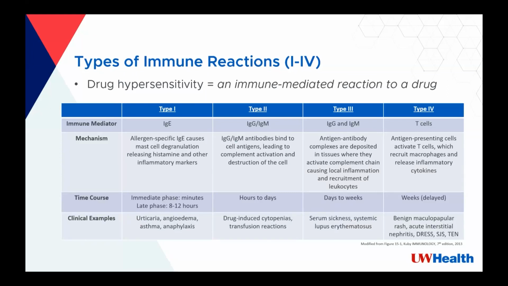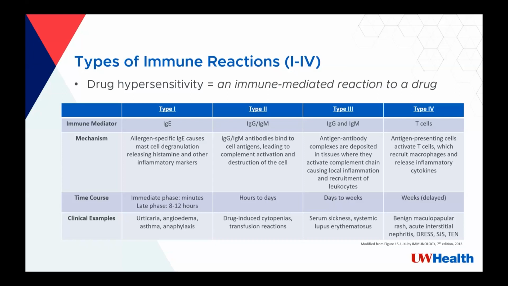So we have type 1, which is IgE mediated. IgE causes mast cell degranulation, which releases histamine and other inflammatory markers. These can have a rapid onset occurring in minutes, but can also appear more late phase and occur up to 8 to 12 hours after administration. Symptoms can range from mild to more severe with angioedema and anaphylaxis. And treatment for these will depend on the reaction, but we can use epinephrine, bronchodilators, antihistamines, or steroids when clinically appropriate.